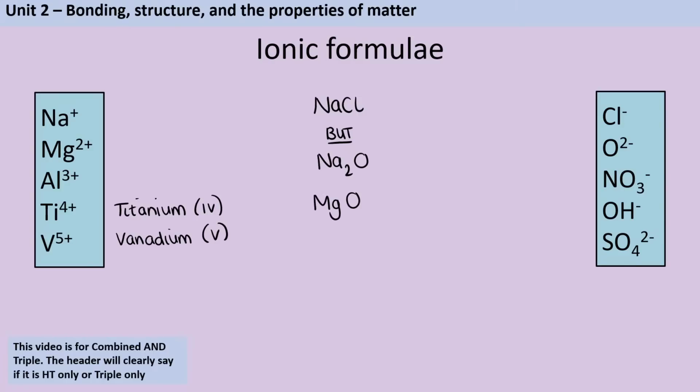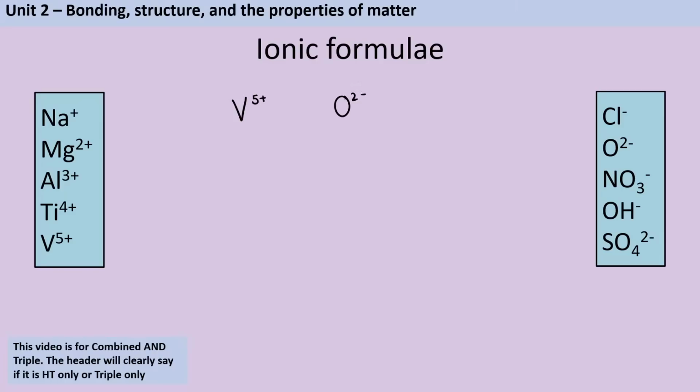Likewise, magnesium oxide, 2 plus balances 2 minus, that's okay. But if I was going to have that nitrate ion in there, I would need 2 of them to balance out magnesium. And because it's a compound ion, I have to use brackets around it.